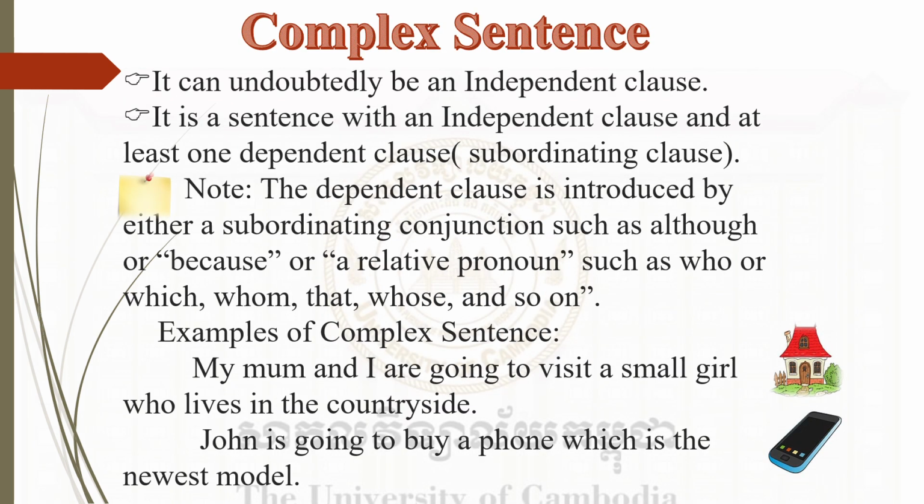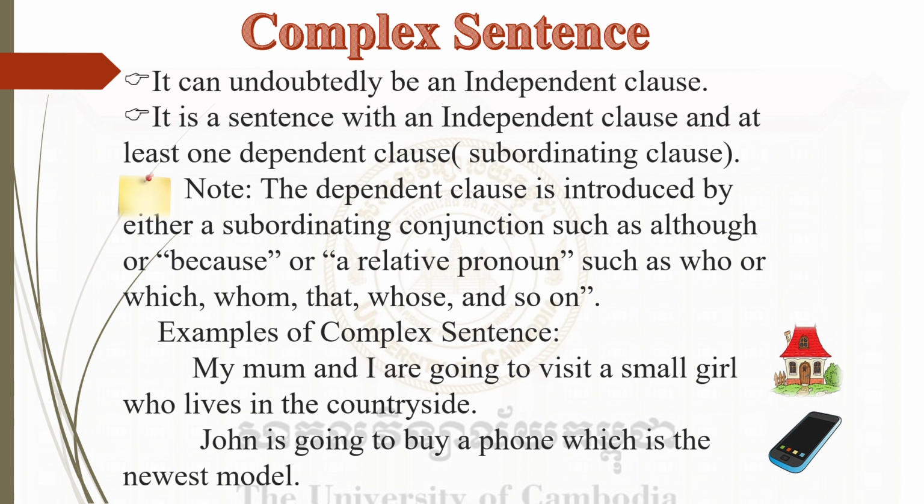Okay. Next we are going to understand the complex sentence. A complex sentence is different from a compound sentence. A complex sentence can also be an independent clause too. It is a sentence with an independent clause and at least one dependent clause, or we can call it a subordinating clause. Note here, the dependent clause is introduced by either a subordinating conjunction, such as although, because, or a relative pronoun such as who, which, whom, that, whose, and so on.